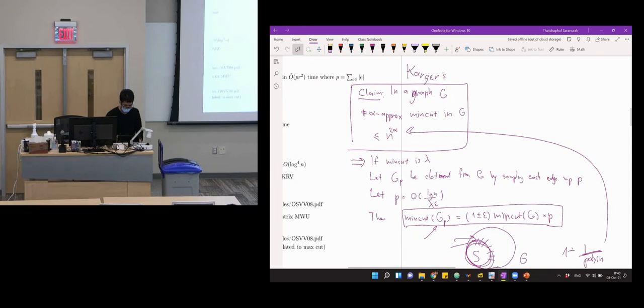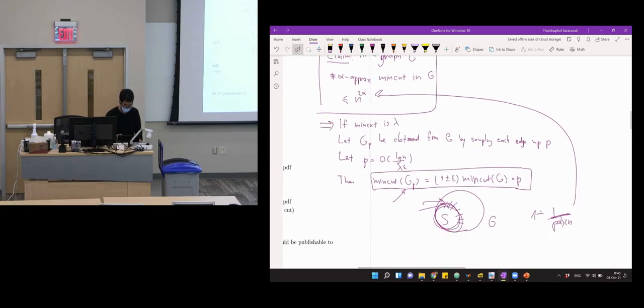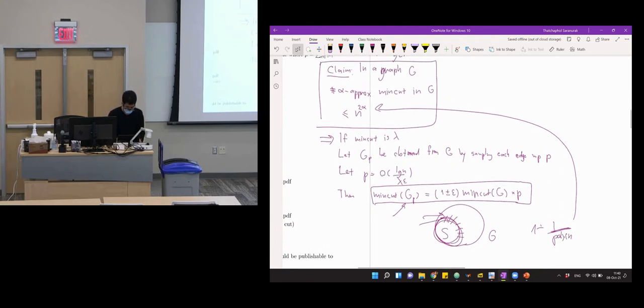Is it not epsilon square? Sorry? Is it not epsilon square? Yeah, epsilon square. Yeah.